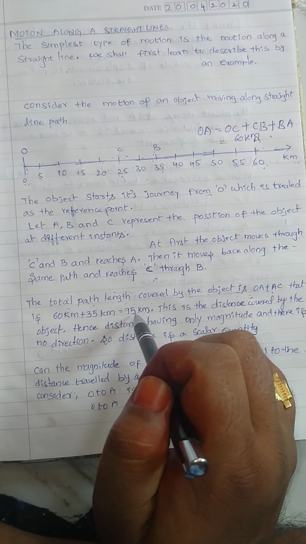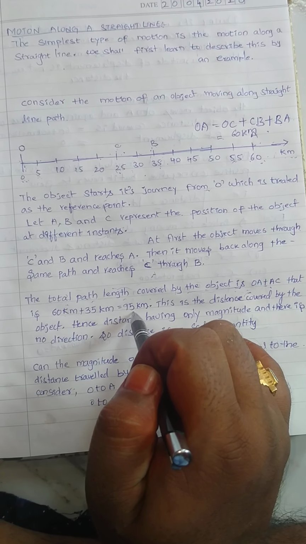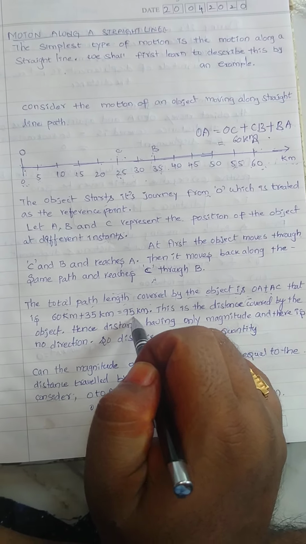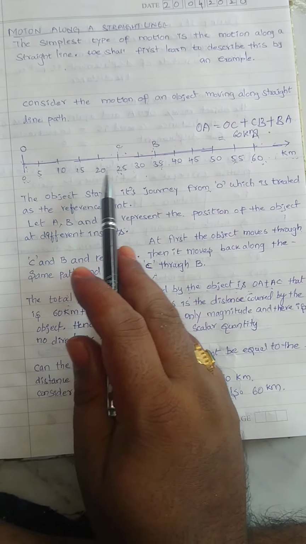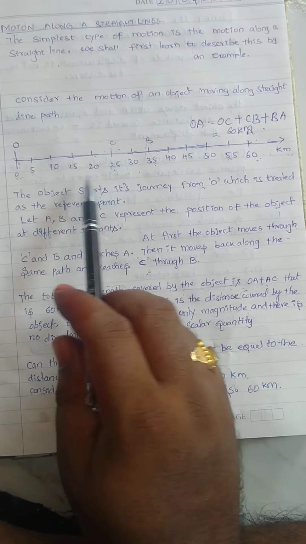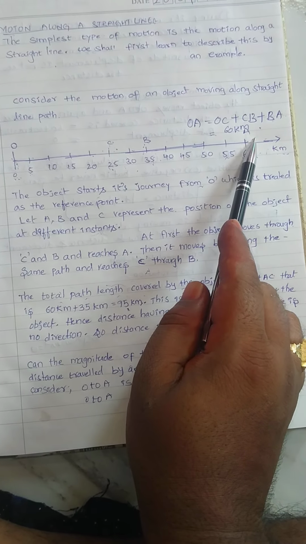Finally 95 km. What is it? It is the total path length covered by an object. Total path length covered by an object is nothing but what? Distance. So that is the distance covered by the object. Here we are not taking any directions. It is moving from O to A, and again it reaches A to C. We are not taking any direction.